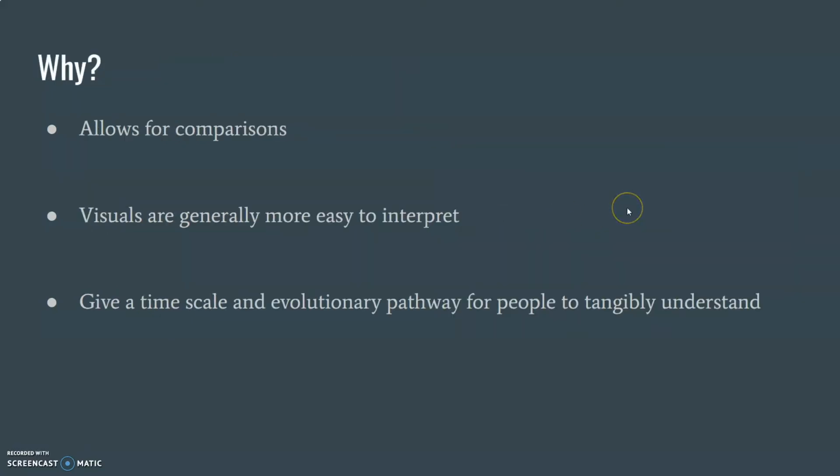So why is phylogeny important? Well, phylogeny allows us to compare species in terms of their evolutionary history, and phylogenetic trees give a visual representation of the time scale and evolutionary pathway that is occurring. By having a visual, scientists can better make inferences and it's more tangible for people to understand.